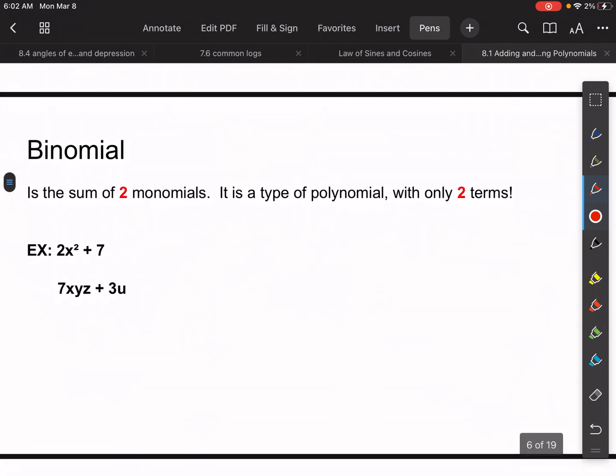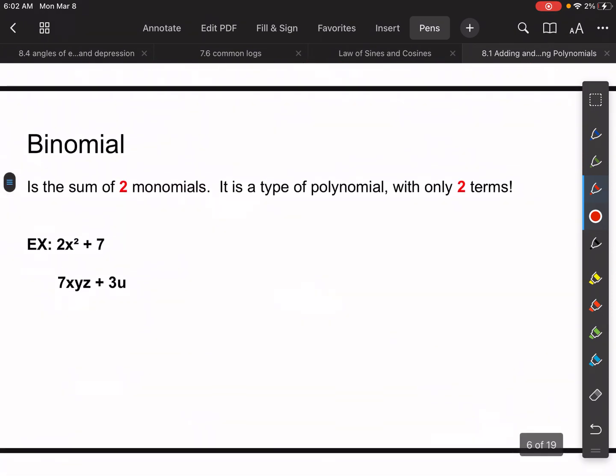Okay, so a binomial is the sum of two monomials. It is a type of polynomial with only two terms. Okay, so we have a special name for a two-termed polynomial. We call it a binomial. So here's some examples of that.